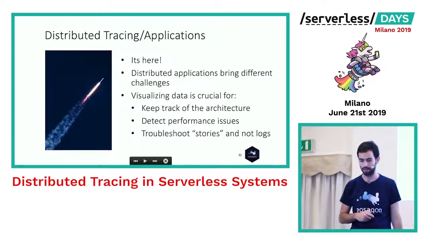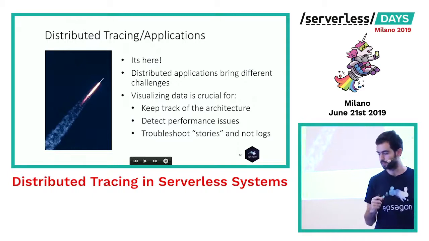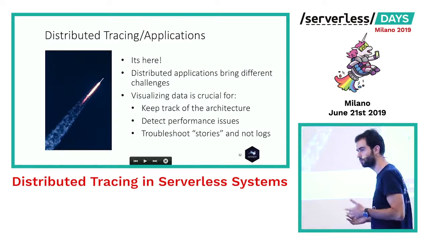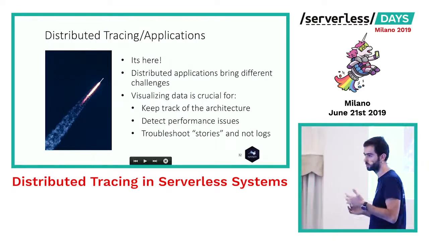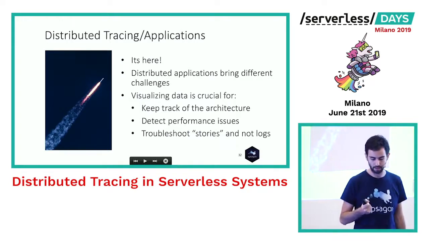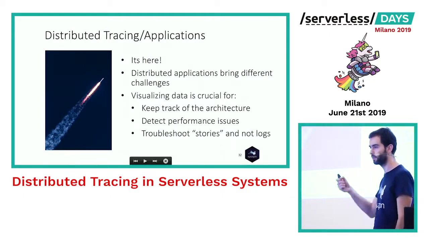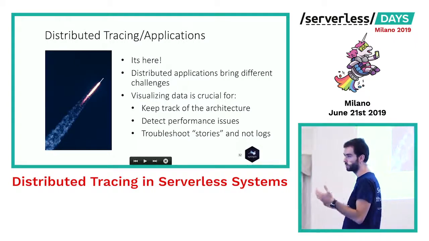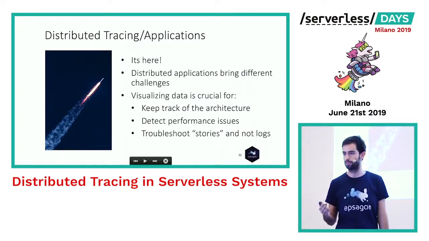And just to sum up, because I think it's running out of time, distributed applications are here, and you need the right distributed tracing tool to monitor them and get over these kinds of challenges so you won't get up in the middle of the night trying to understand what's going on. And the key for success is visualizing the data correctly. Visualize it whether in a graph, in the architecture graph, or a way to detect performance issues using the timeline view, or even troubleshoot stories rather than logs.